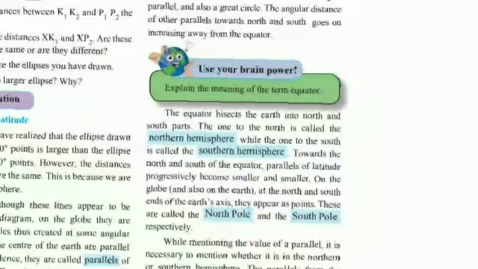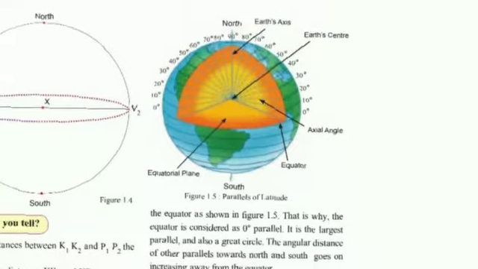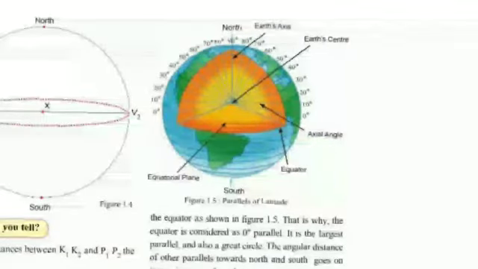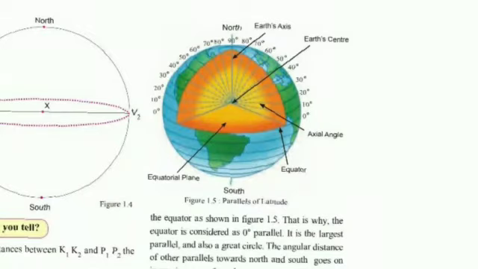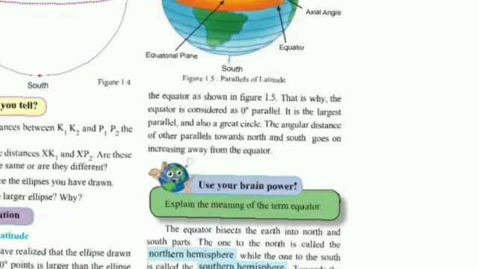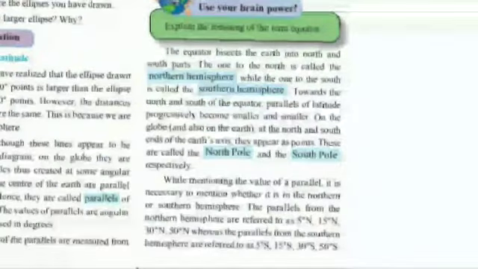Towards the north and south of the equator, parallels of latitude progressively become smaller and smaller on the globe, and at the north and south ends of the earth's axis they appear as points. These are called the North Pole and South Pole. So when the lines go from the equator towards the north, they become smaller and smaller, and at the last there is one point, known as the North Pole. It is the same with the south: the lines become smaller and smaller, and at the last only one point remains, known as the South Pole.